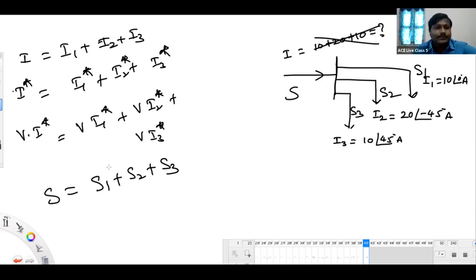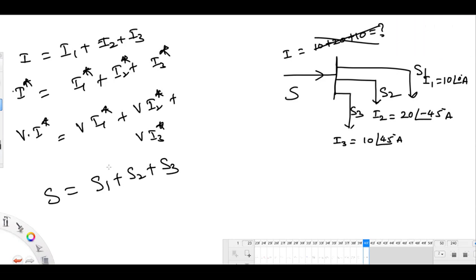Sir, another one, this is a general doubt. What is the method we use to absorb the surge in case of switching over voltage, sir?